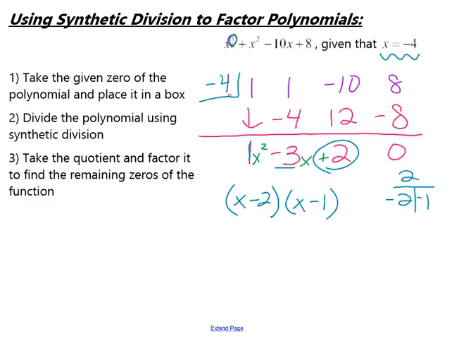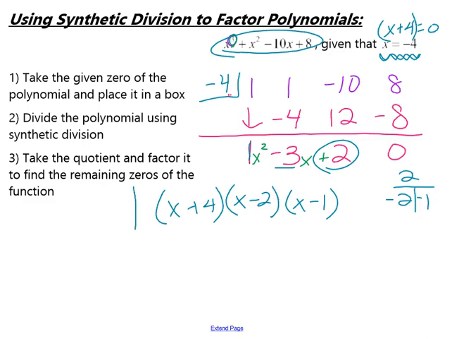Now, if we want the whole factorization of the original problem, all we need to do is include the original factor that we were given. So that means we're going to go back to that x equals negative 4 and turn it into a factor. That means getting this equation set equal to 0, so x plus 4 equals 0. Then we're going to take that. That's our third factor. So this is the factored form of our original polynomial.